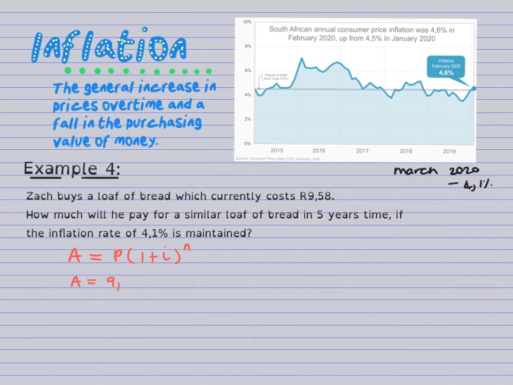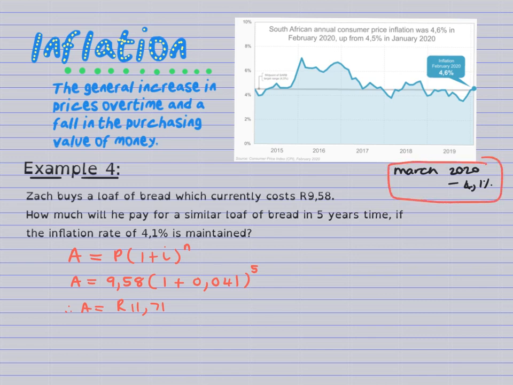So it was 9.58 Rand. The interest rate, remember, you take that 4.1 and you divide it by 100, and our exponent is going to be 5. So when we just punch this into our calculator, we get that the loaf of bread in 5 years' time will cost Zach 11 Rand and 71 cents, right?